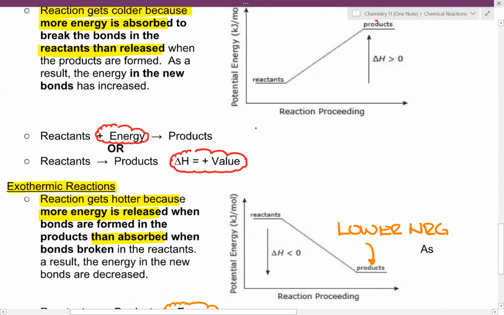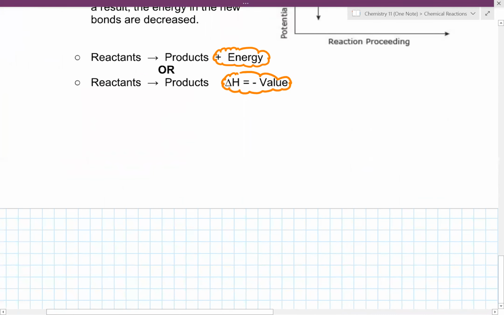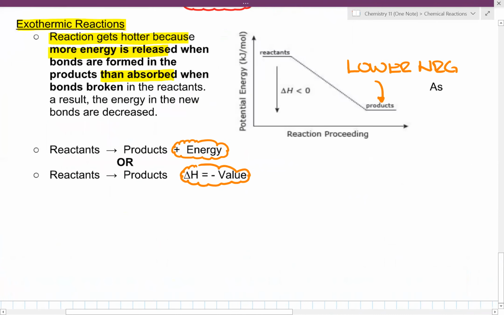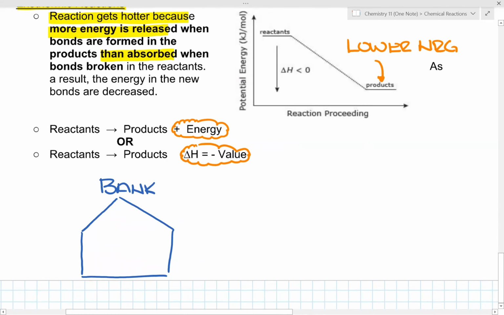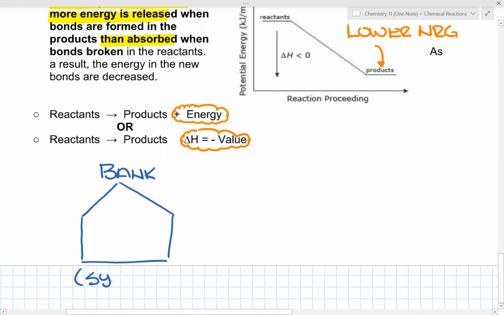Now, you might say, well, Mr. Chan, I'm still struggling. Well, the idea of system and surroundings, you could think of it like this. So let's say if I had a bank here. So let's say we have a bank. This will represent our system. And let's draw you. This is my generic picture of a student. So let's say this is you. This represents the surroundings.